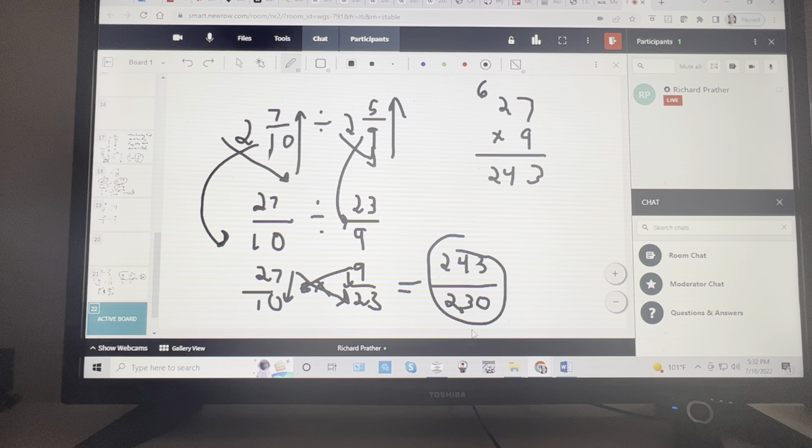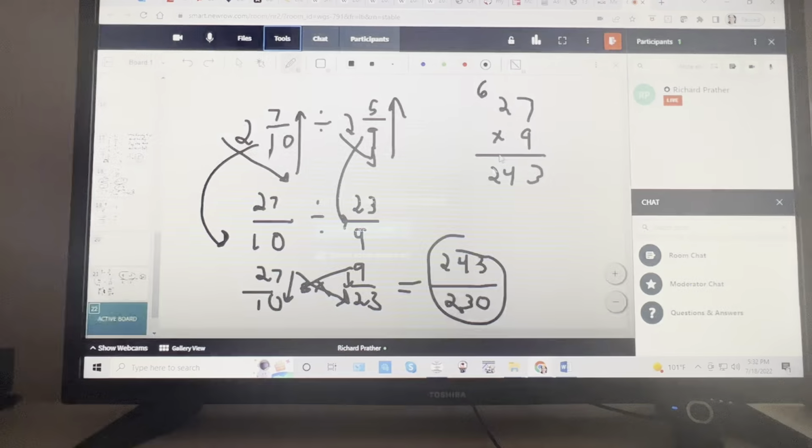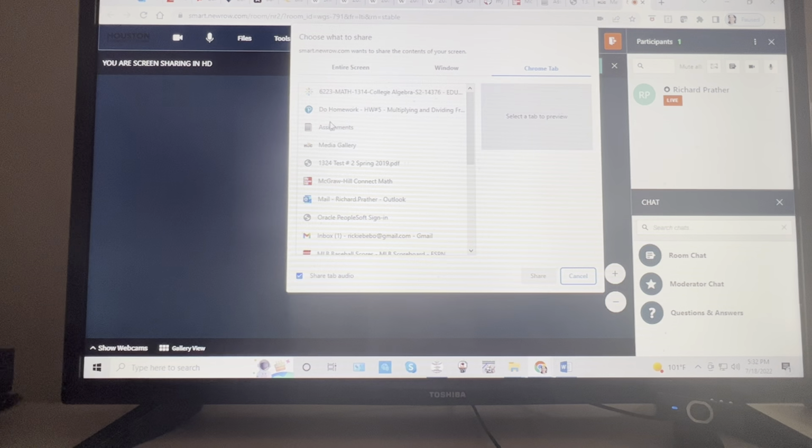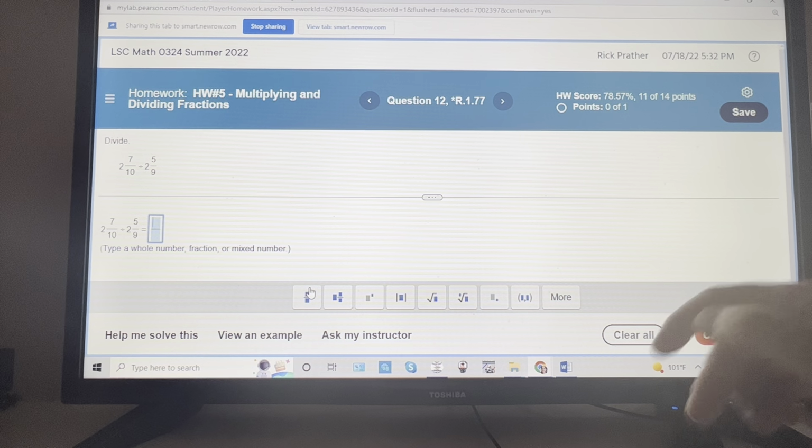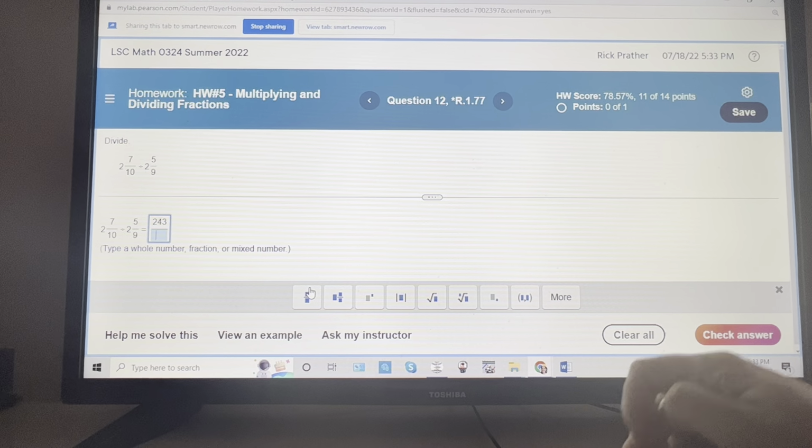If that's the case, then this big fraction won't reduce, and there would be no other way to know that. 243 divided by 230. Now maybe they're going to make me put it back as a mixed number, but no, it does say fraction. So luckily I don't have to put it back. 243 over 230.